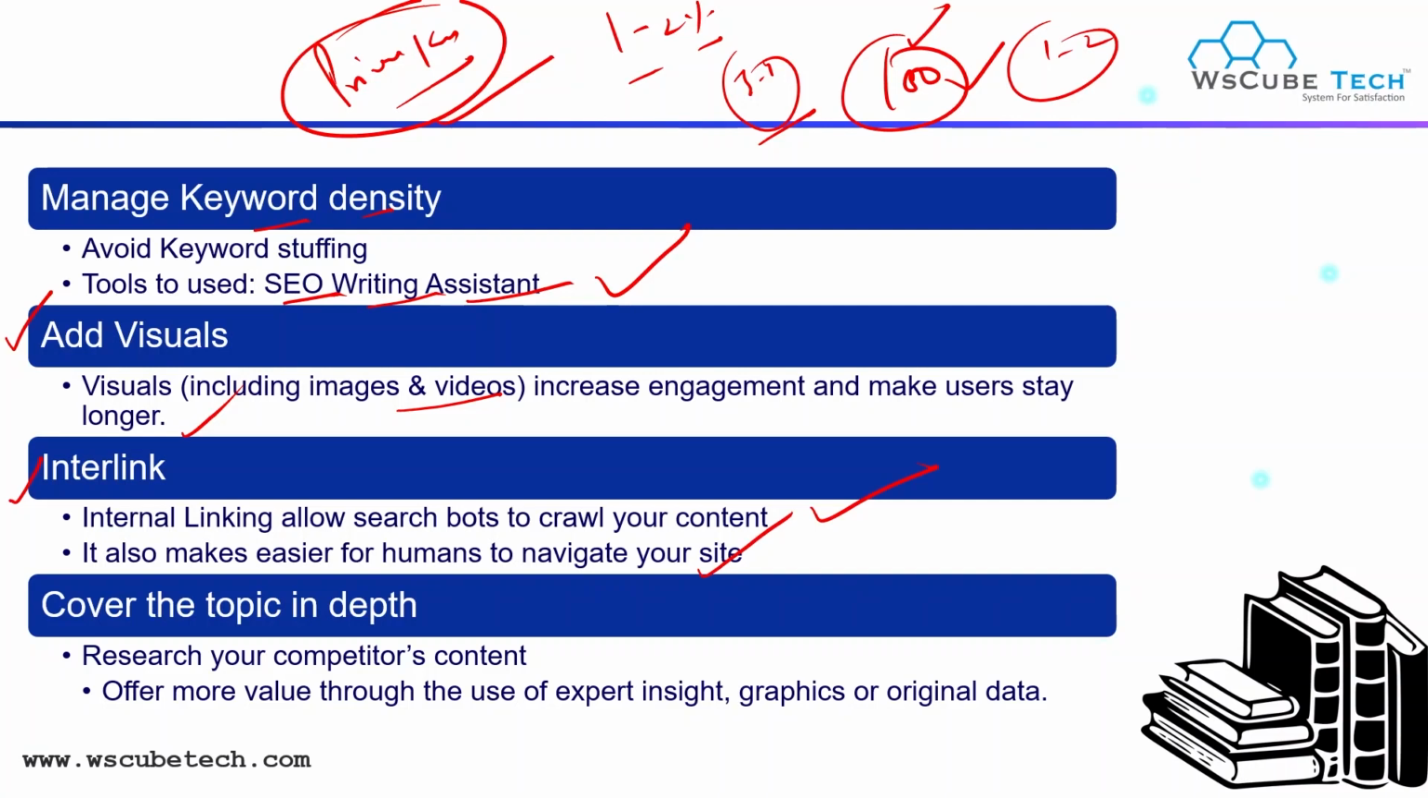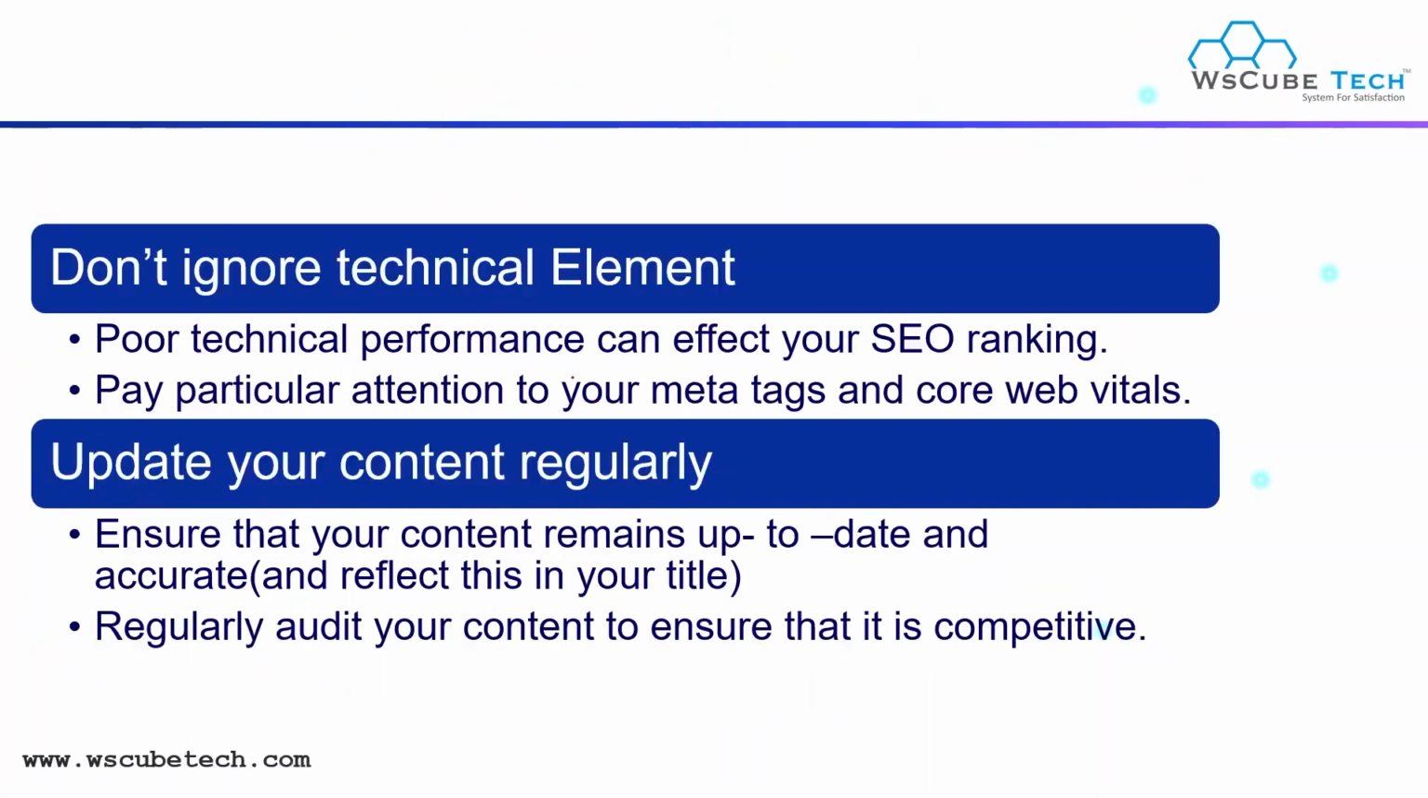Next, cover the topic in depth. Quality of content is king. So you must focus on the quality of your content because that is one of the important ways your content ranks. For this, you have to cover every topic in depth. You can research your competitors' content. You can take ideas from that and offer more value through the use of expert insights, some graphics or original data.